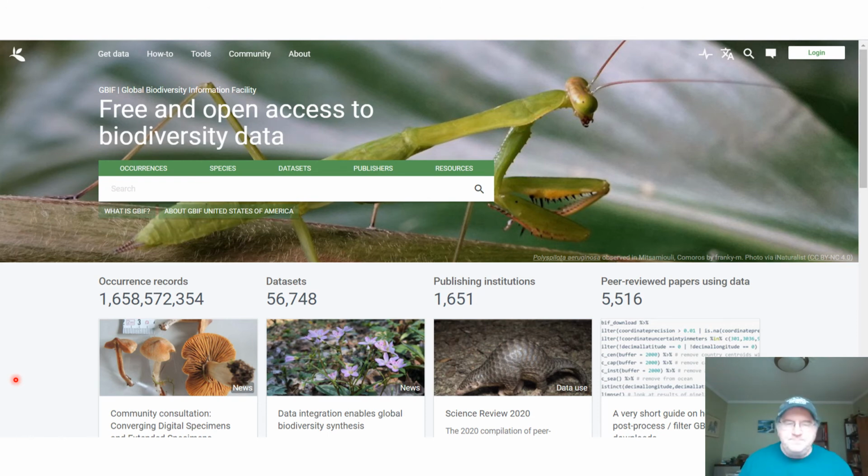With that caveat in mind, we see there's 56,748 data sets coming from 1,600 different institutions around the world. And I don't know if that's a big number or not, but this is the number of peer-reviewed papers that have been published that cited GBIF as at least a partial source of the data. And 5,500 papers. That's a good chunk of literature, and hopefully that will continue to increase. Hopefully the rate of increase will also increase through time.